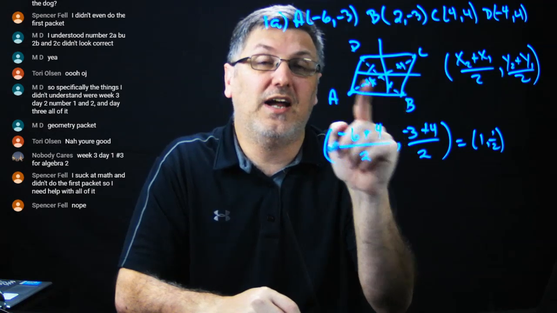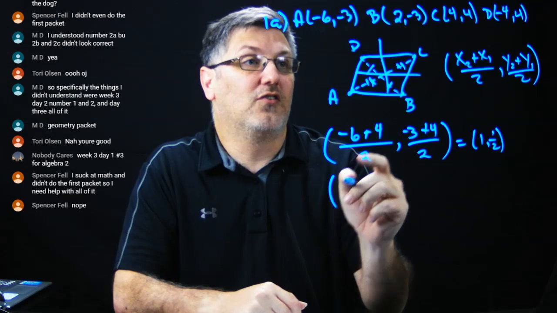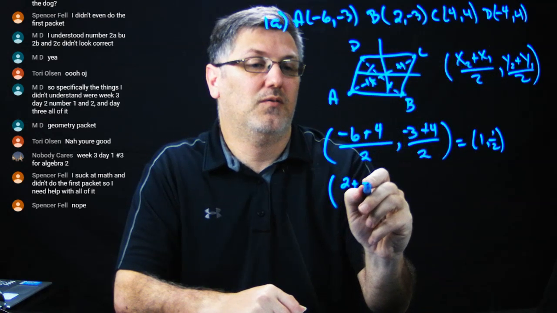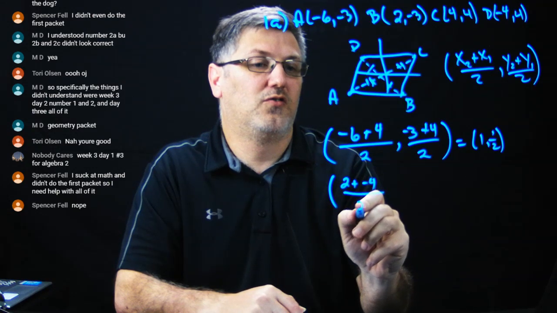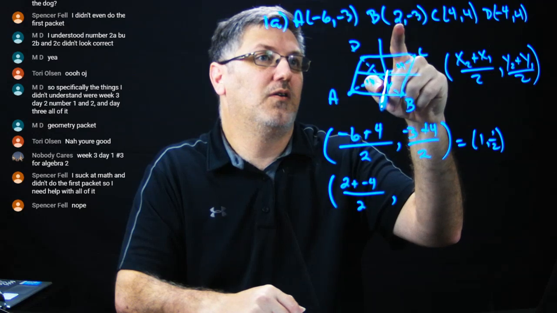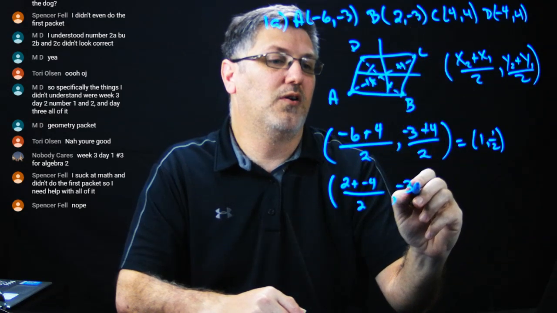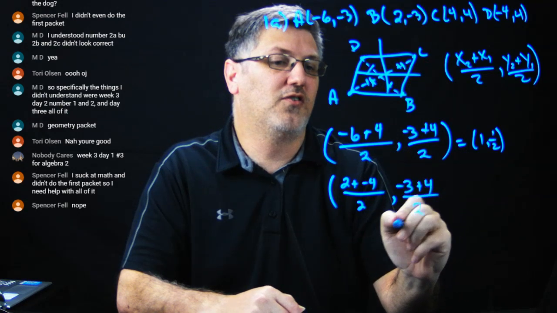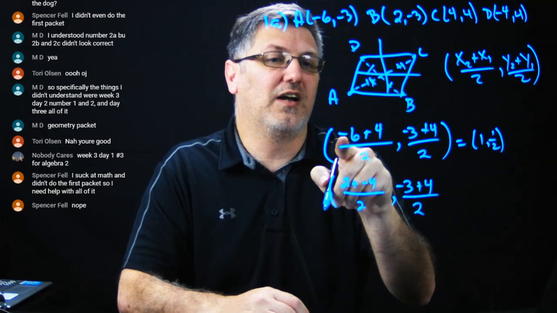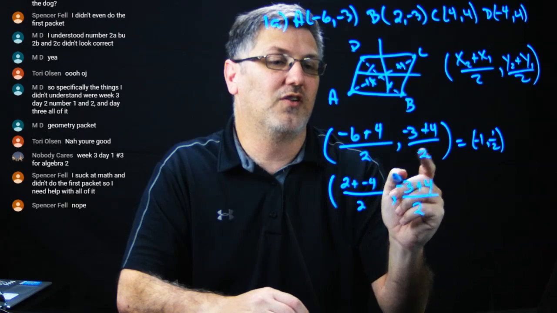If DB has the exact same midpoint, it's a parallelogram, done. So let's do this. 2 plus -4 over 2, and then -3 plus 4 divided by 2. All right, so we should get the same. Oh, this is a negative. -6 minus 4 is -2, divided by 2 is -1.